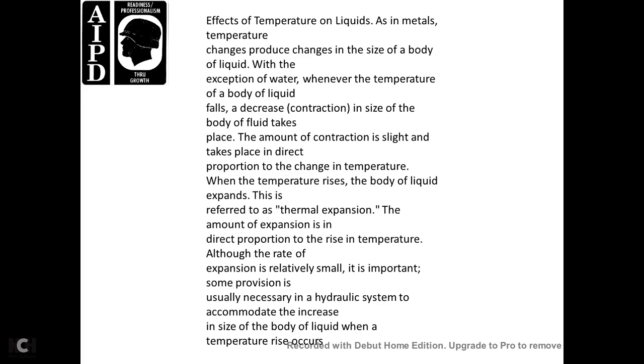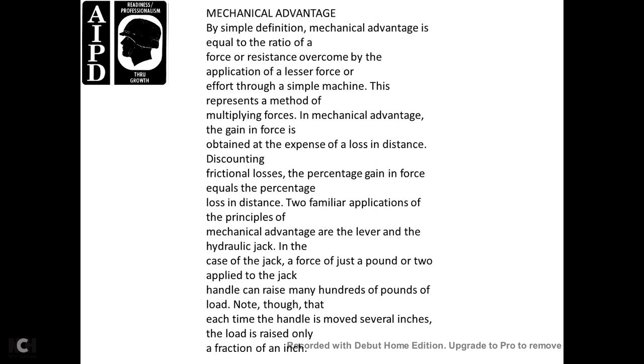The amount of the expansion is in direct proportion to the rise in temperature, although the rate of expansion is relatively small. It is important, however. Some provision is usually necessary in a hydraulic system to accommodate the increase in size of the body of liquid when temperature rises.